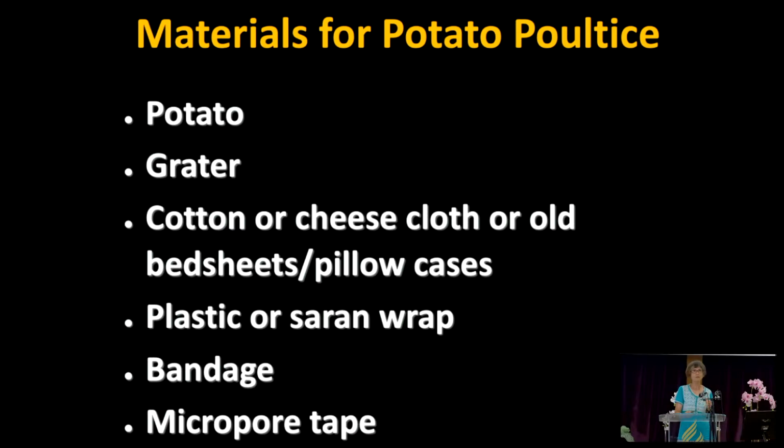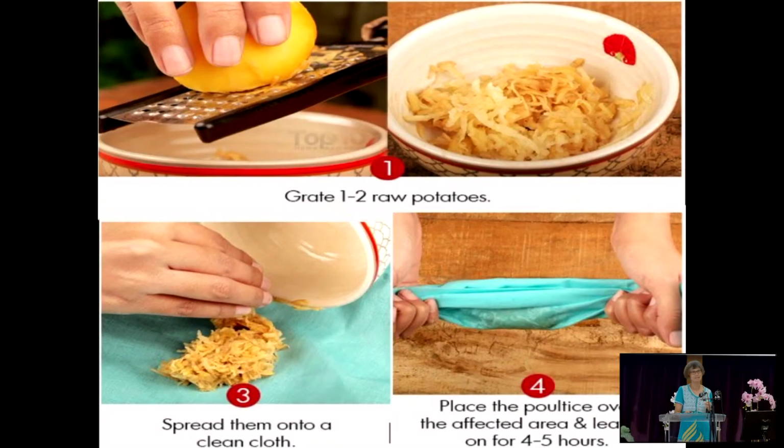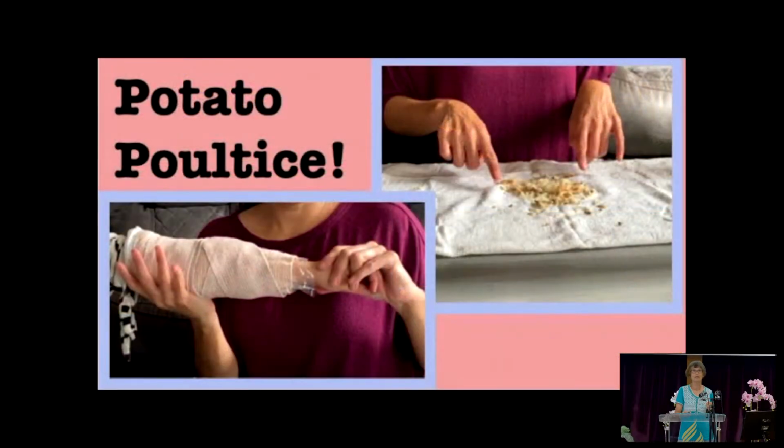Okay, so we will show you a potato poultice later and talk about these things that we'll be using. Basically, just grating a potato and applying it to the skin directly or in an absorbent cloth or paper towel and leaving it there secured with bandage for a few hours. It will help relieve pain and other problems. Okay, potato poultice, I will show you later.